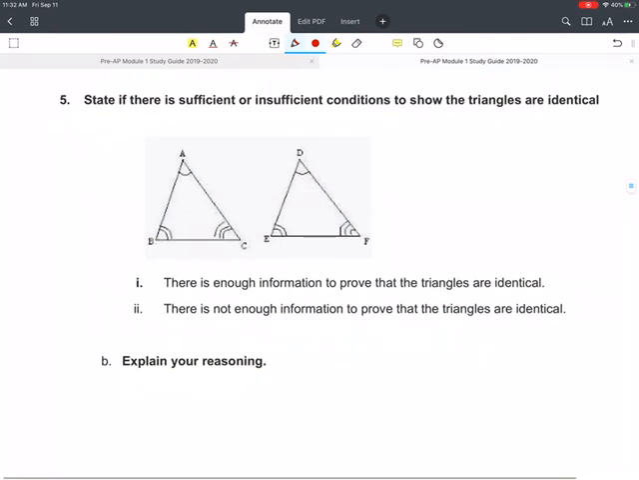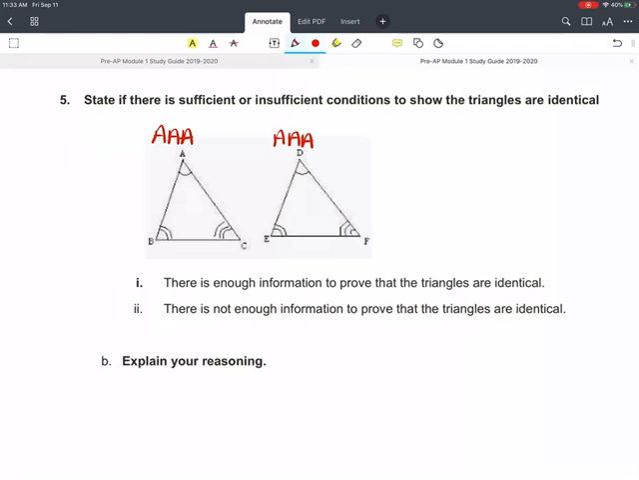Number 5, state if there's sufficient or insufficient conditions to show the triangles are identical. So if I'm looking here, I can see triangle ABC gives me 3 angle measures, and that's it. So this would be an angle, angle, angle. And then DEF also gives me 3 angle measures, so it's also angle, angle, angle.